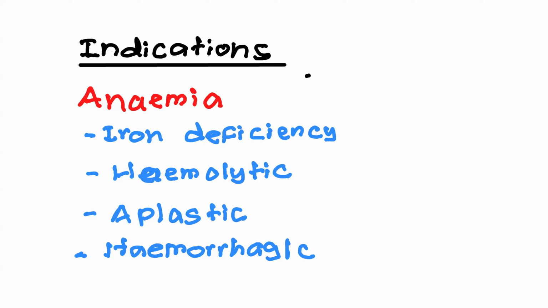So this is the general overview you can take about the anemia. So anemia is one condition, one indication for the blood transfusion. So what are the other indications for blood transfusion?